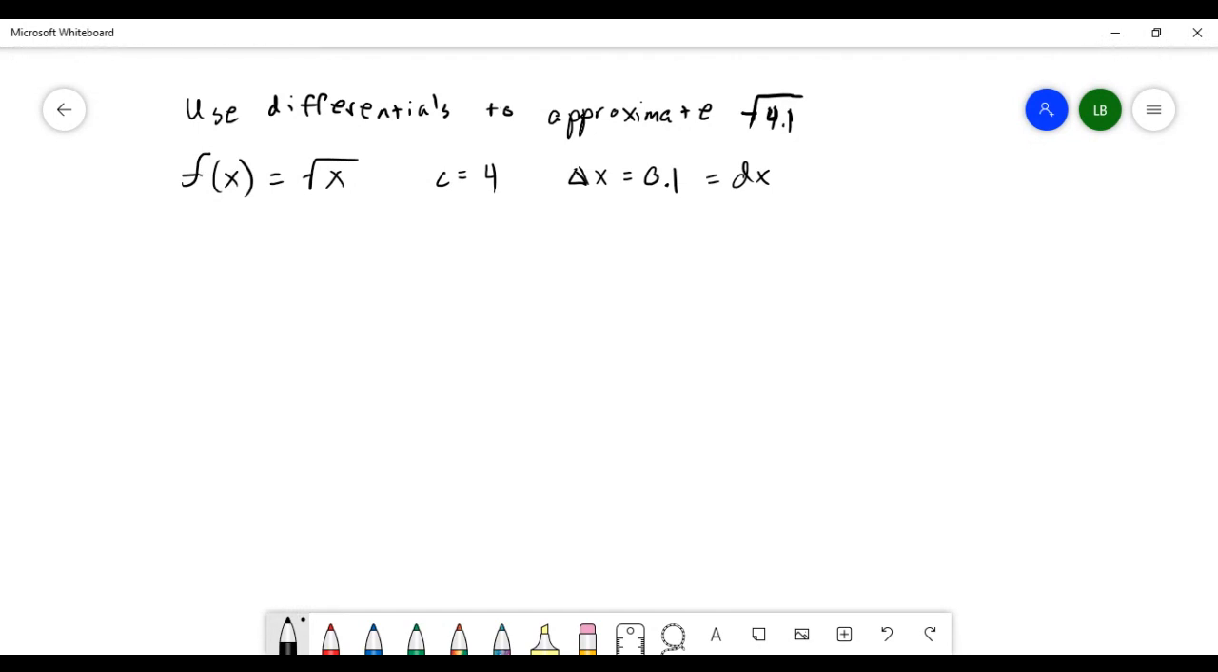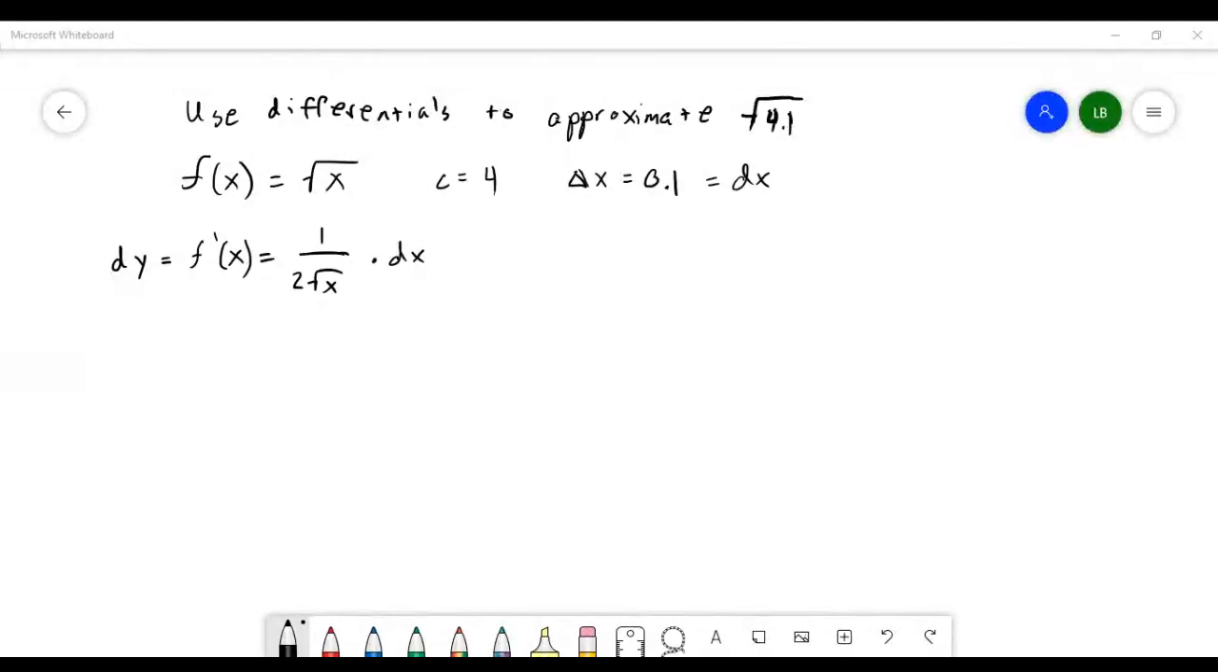Then if we take our derivative, that's 1 divided by 2 times the square root of x, dx. And we can refer to this as a dy. In other words, our change in y is equal to this small change in x times our derivative value. Is this all making sense?